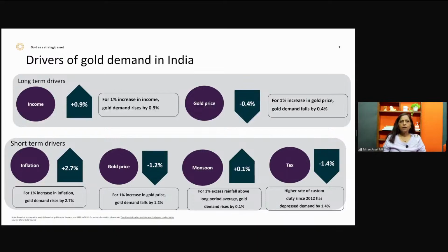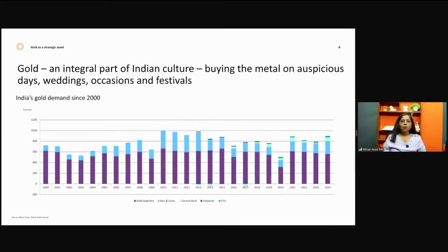Reduction in customs and duties also add to the demand for gold by about 1.4%. And if you look at the price of gold in the short term, yes, it does have an effect. So in the short term, the demand actually goes down by 1.2% for every 1% rise in income. Having said that, because gold is an integral part of our culture, whether it's festivals, auspicious days such as Dhanteras and Akshaya Tritiya, we've been consuming gold for centuries.